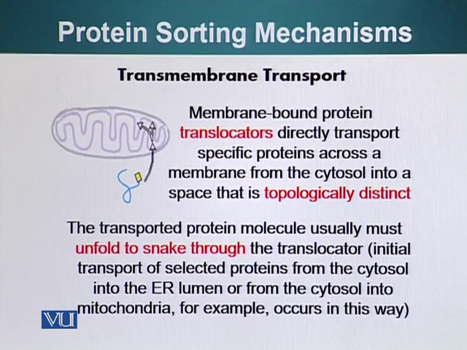This mechanism is usually used to transport proteins between topologically distinct organelles. Transported protein molecules usually must unfold to snake through the translocator. Initial transport of selected proteins from cytosol into the ER lumen or cytosol into mitochondria, for example, occurs in this way. However, as you know, the protein, while it is being translated, is directly injected into the ER. When we talk about the mitochondria, the protein has already been made and it unfolds and then snakes through the translocator. We'll talk about both these processes in more detail later on, but let's look at the third mechanism.